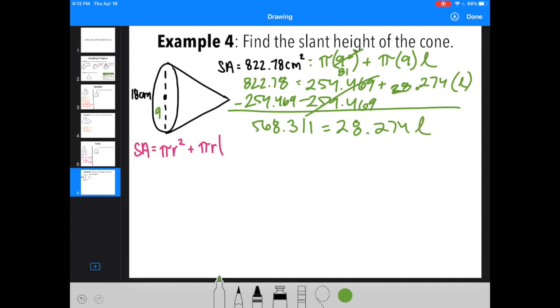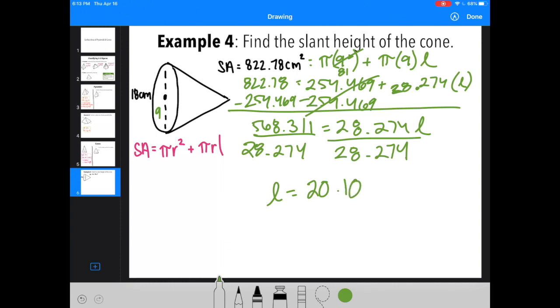That's going to be equal to my 28.274 L. I'm going to divide by 28.274, divide by 28.274 to get that L by itself. So my slant height is going to equal, drum roll please, 20.10 centimeters. Ta-da! We did it! Woohoo!